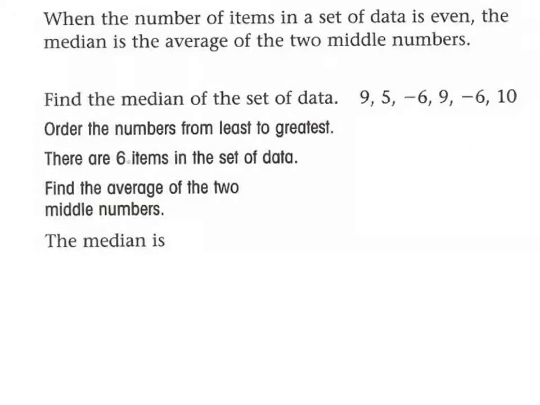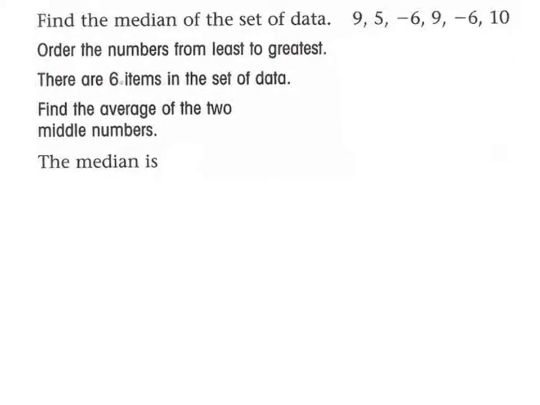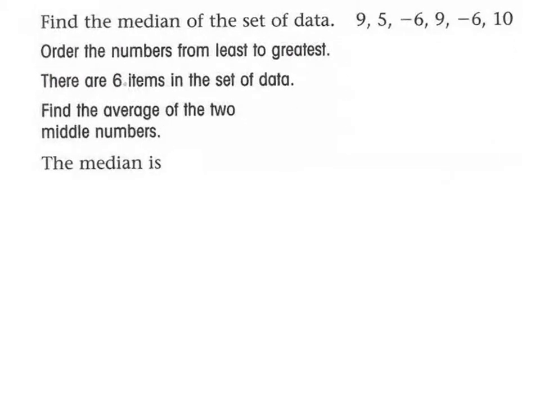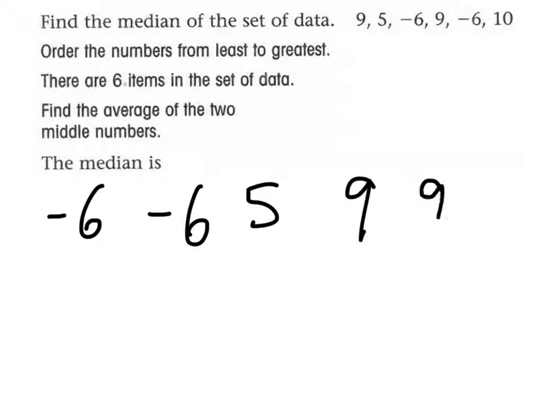So we know how to find mode, we know how to find median. What about when the number of items in a set of data is even, right? 2, 4, 6, 8. The median is the average of the two middle numbers. So here we've got a set, and we're going to find the median. We need to order these numbers from least to greatest, from smallest to biggest. Let's do that. So I can see we have the first number is -6, -6, 5, 9, 9, and 10. I'm going to put commas to distinguish each number in this set.